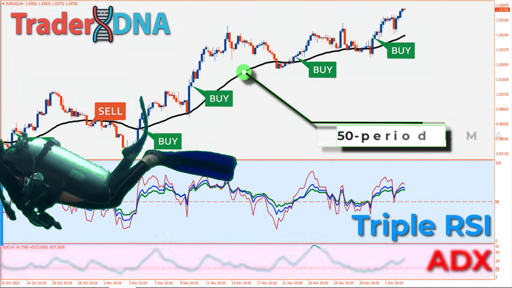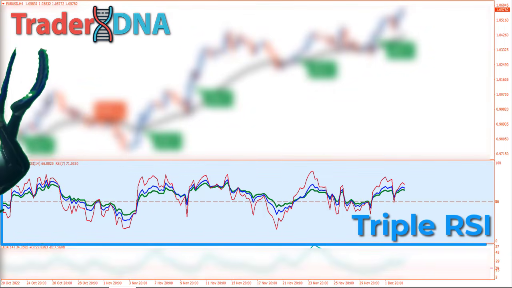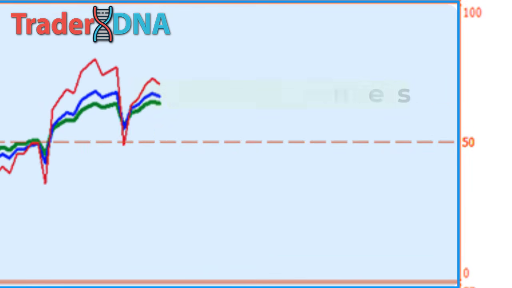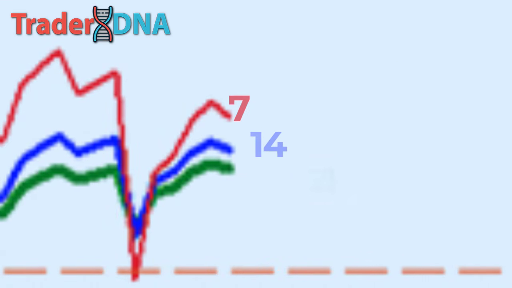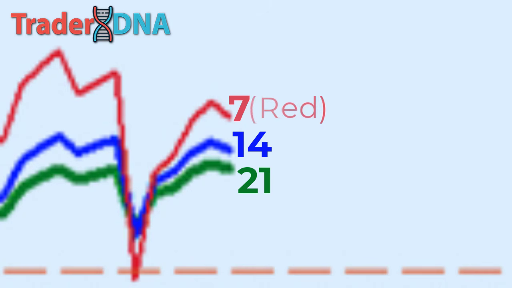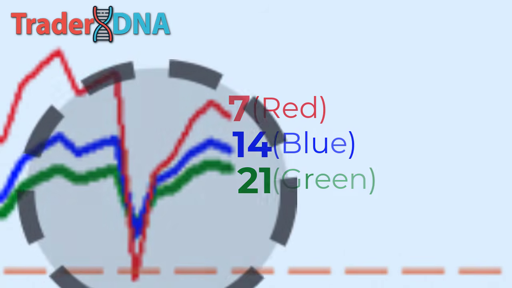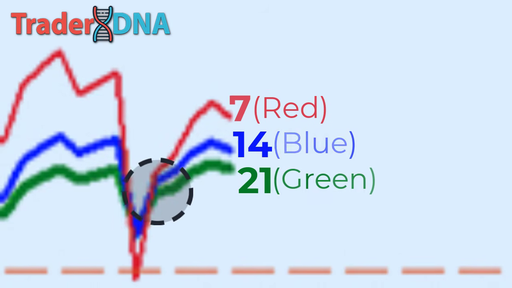What is the triple RSI indicator? This indicator contains 3 RSI dynamic lines instead of 1 in traditional RSI. It is unique and uses additional calculations alongside the traditional RSI indicator concept. Different values this indicator uses are 7, 14, and 21. The first RSI line of lower value is red, followed by the second blue and the third green. Crossover between these lines enables trading opportunities for traders.